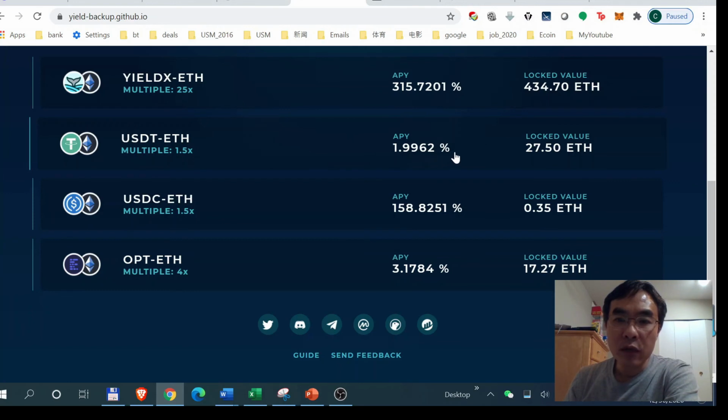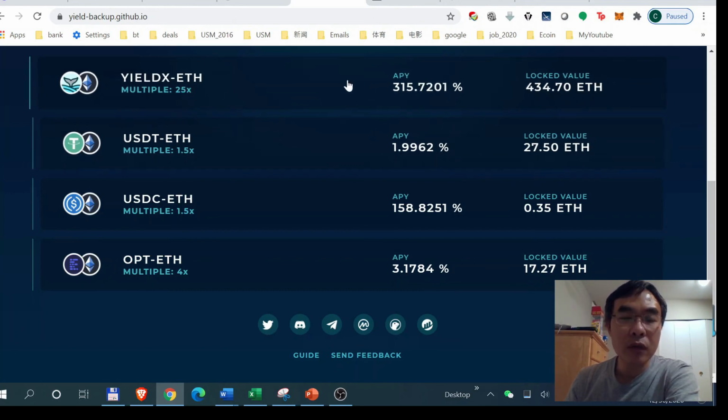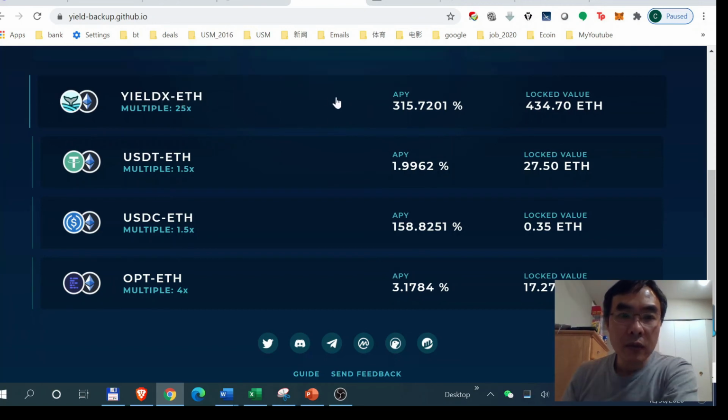annual percentage yield is just about 2%, so it's pretty low. Before that it was at least 70% annual percentage yield, so it was a pretty good time before. At that time I earned a lot of YieldX, and then I put 50% of my YieldX into Ether and the other 50% into this pool. So I still have some position in this pool and it's mining every day.